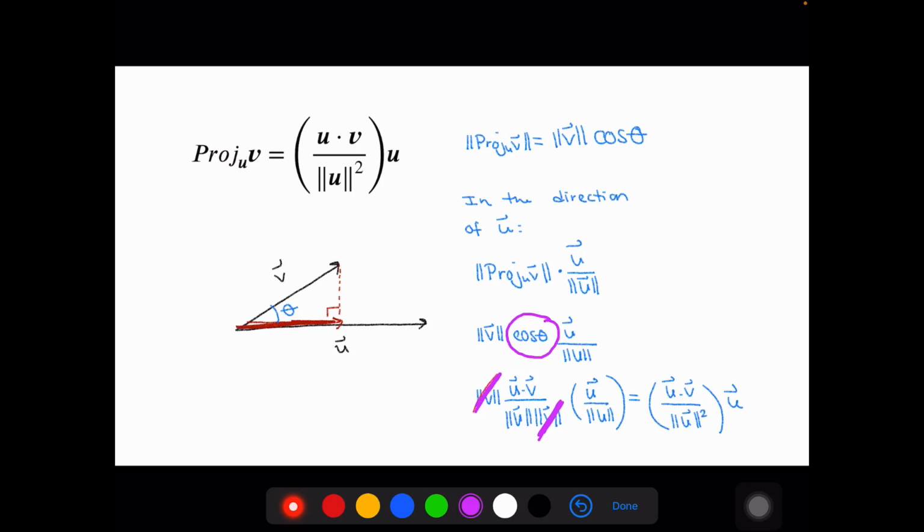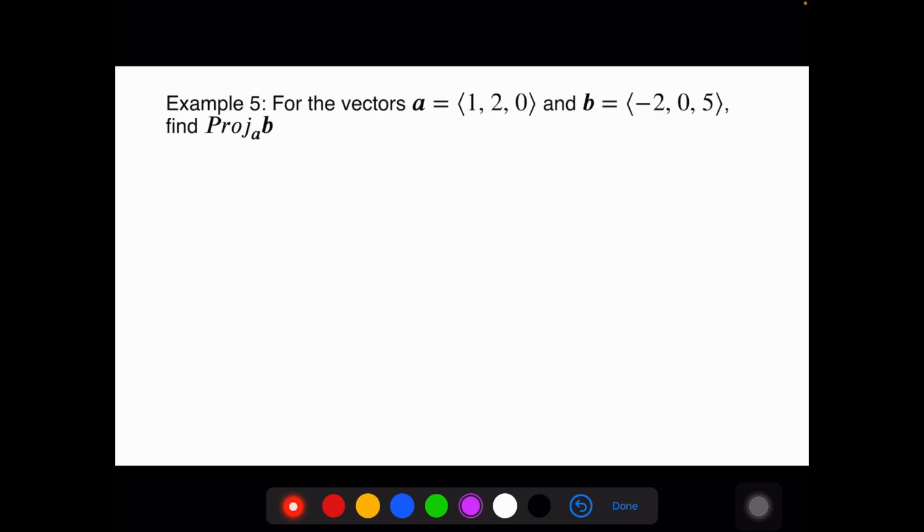Let's see how that works with an example. For the vectors A, which is (1, 2, 0), and B, which is (-2, 0, 5), let's find the projection of B onto A. I'm going to copy down my formula with A's and B's. The projection of B onto A is A dot B divided by the magnitude of A squared, times vector A. So we're projecting onto A. That's why we're multiplying by vector A.